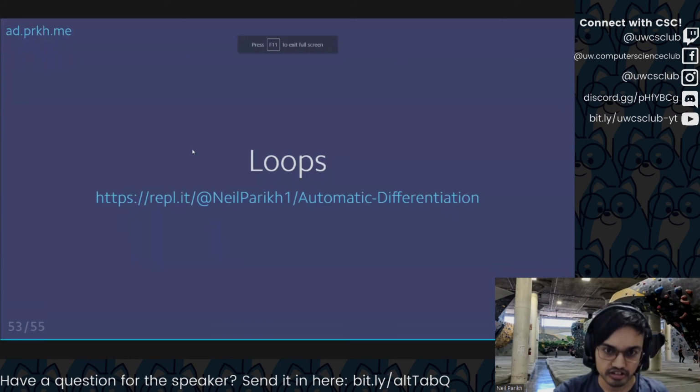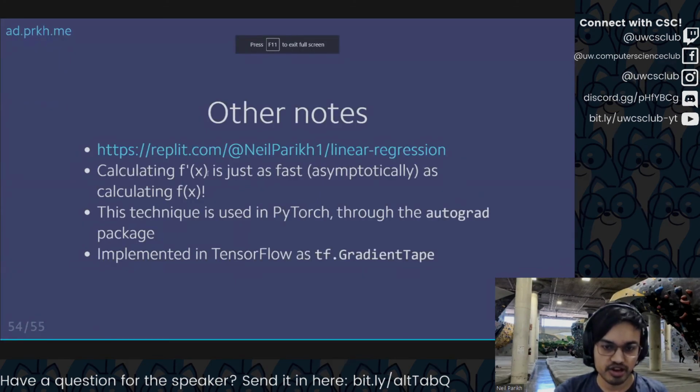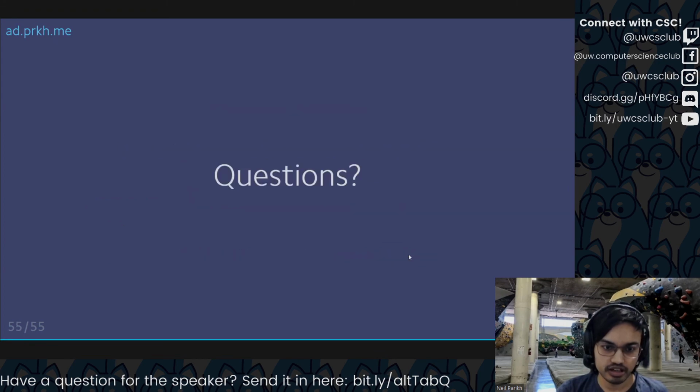And so other notes: I mentioned at the start that this is used for gradient descent. If you're curious, I've implemented linear regression using gradient descent right here. You can look at this URL and take a look at the code. Another note is that since we're just adding an extra operation along the way, calculating the derivative is just as fast asymptotically as calculating f of x. It's just an extra operation for each one. There's no asymptotic extra overhead. And this is implemented in PyTorch and TensorFlow using these packages: Autograd and TF GradientTape. They take a slightly different approach, but it's the same core idea. And I think that's everything.